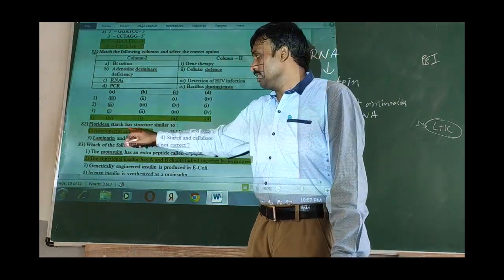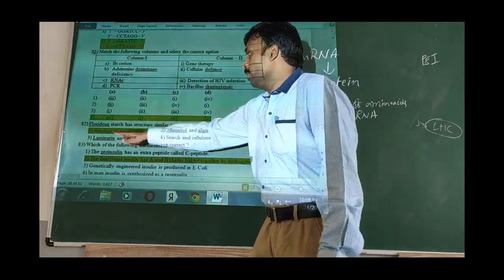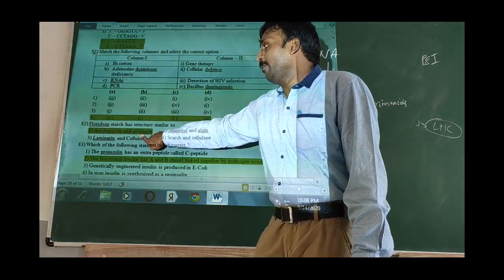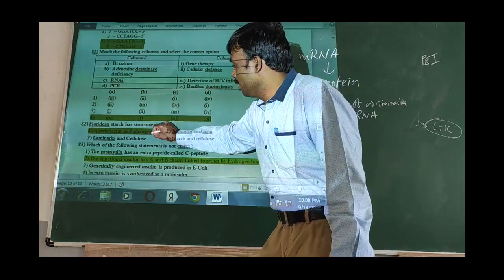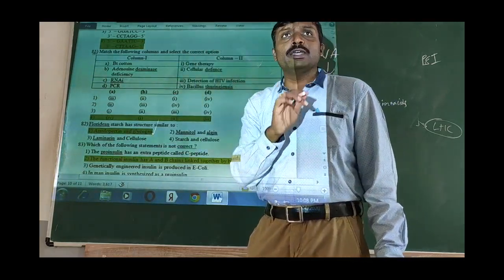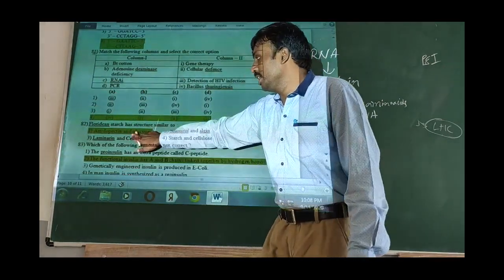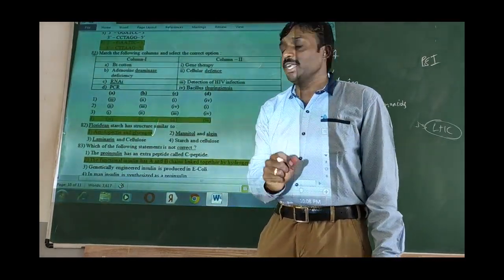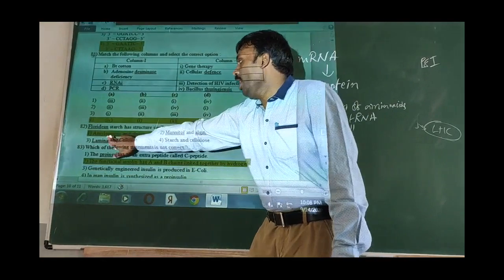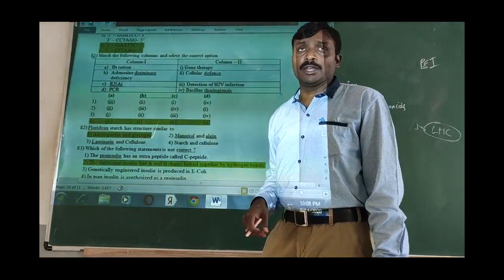Okay, so red algae. This question is from the plant kingdom. Floridian starch is equal to amylopectin and glycogen. This statement is also very clearly mentioned regarding Rhodophyceae. When we go through Rhodophyceae, it is very clearly mentioned that Floridian starch is equal to amylopectin and glycogen.